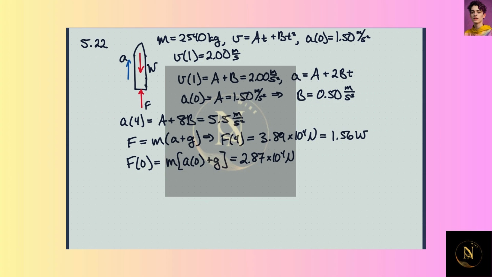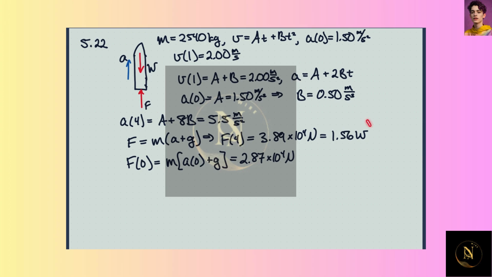Now obviously we could just plug this into here. I assume that they meant the force at 4 seconds, and so that tells us that we have 3.89 times 10 to the 4th newtons. And then they asked us to give it in terms of the weight of the rocket. So we can just divide by the weight of the rocket here. So that is 1.56 times the weight of the rocket.